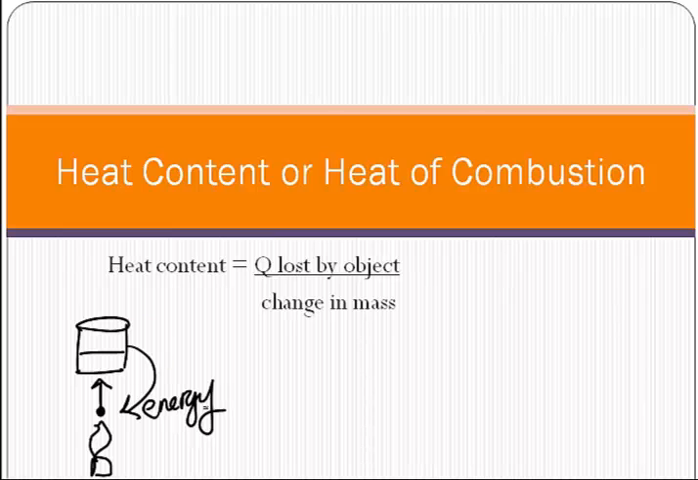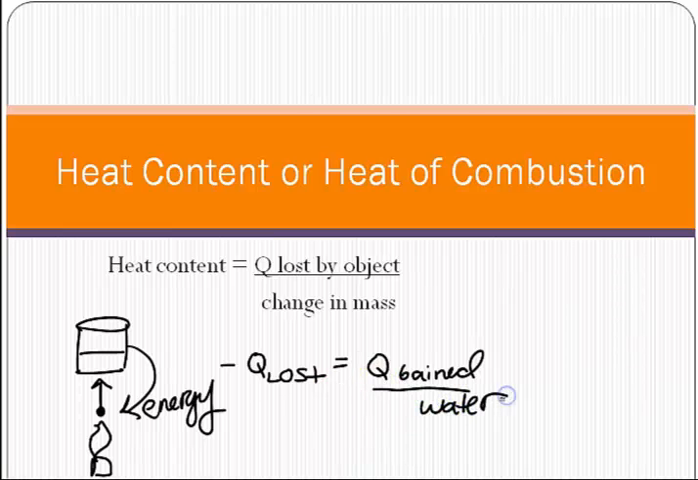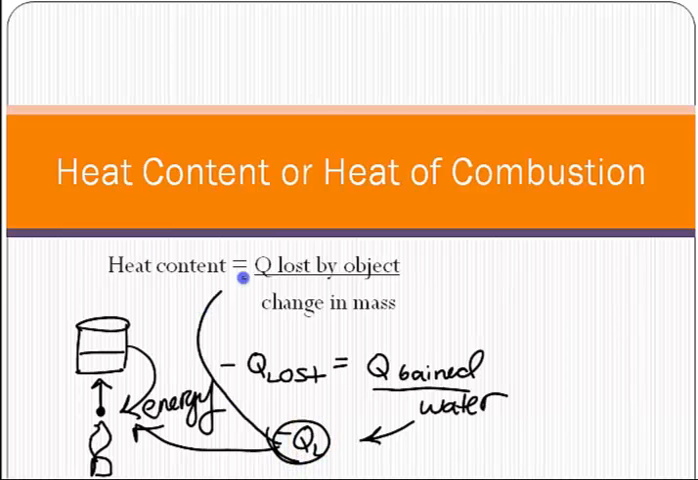So once you figure out your energy gained by your water, we know again that the energy lost by whatever this is going to equal the energy gained by your water. So if you solve for your Q gained by your water, now we're indirectly finding out how much heat was lost by that food item. We can now use this information up here and say the Q lost by the object, your energy lost, divided by the change of mass. This would be final minus initial.